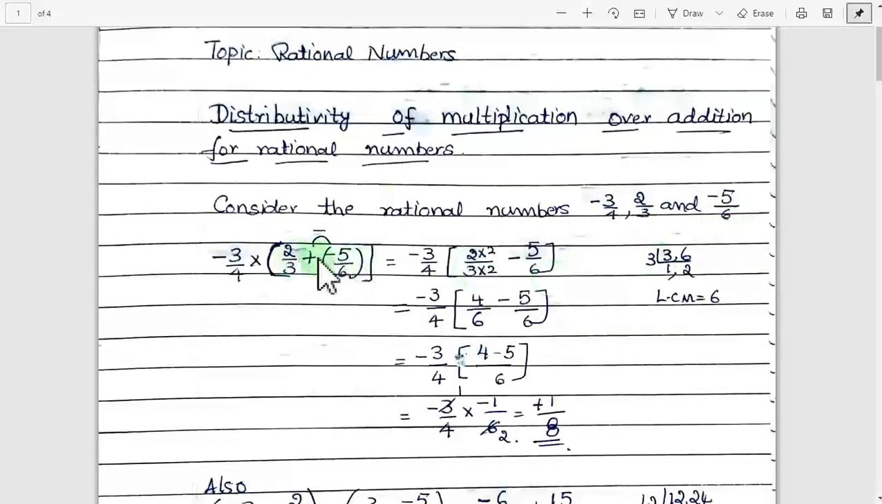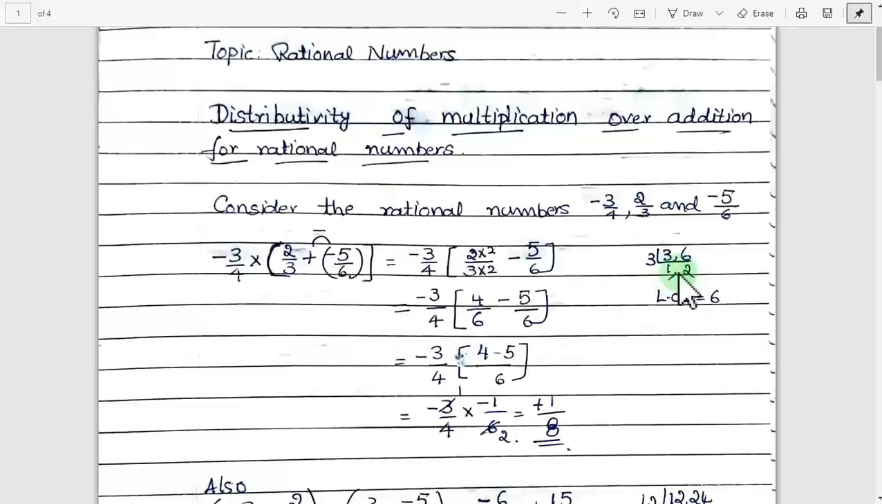If you multiply by grouping the last two numbers, minus 3 by 4 into, here multiplication over addition, 2 by 3 plus minus 5 by 6, you know simplification, so minus 3 by 4 into, now first we have to simplify the numbers within the bracket. So to simplify the numbers within the bracket, first you multiply the sign, so plus into minus becomes minus, and the denominators here 3, here 6, we have to equate the denominators by taking the LCM. The denominators are 3 and 6. If we divide by 3, common factor 1, 2, 3 1s are 3, 2s are 6. So further division is not possible.